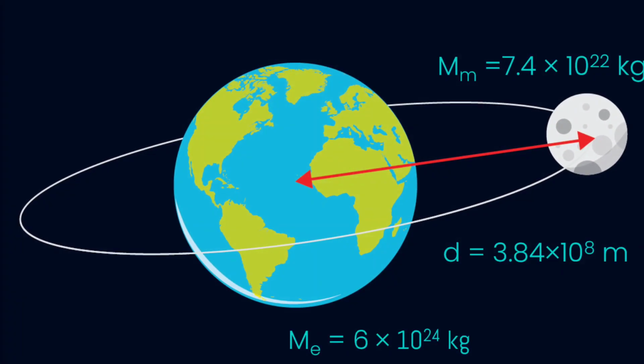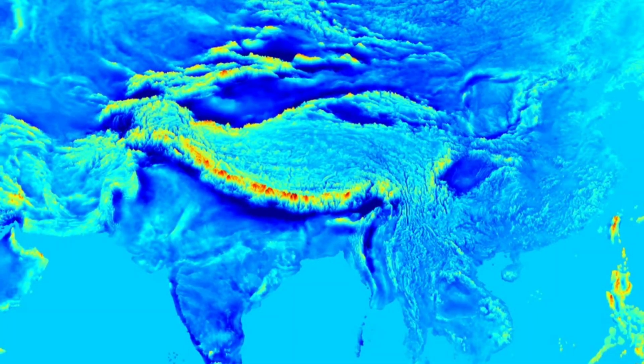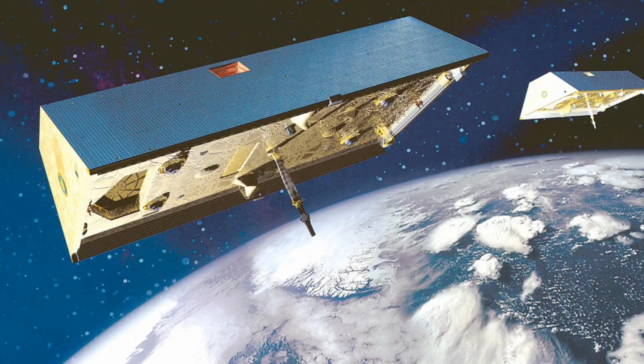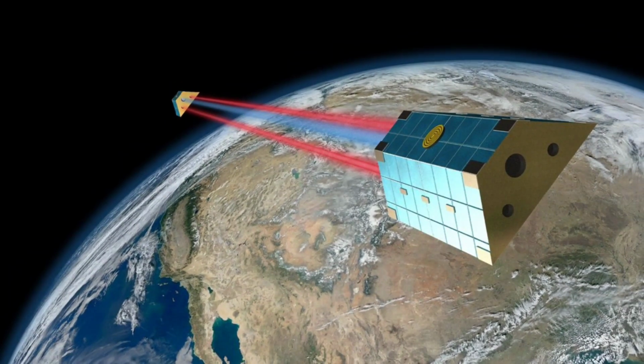However, gravity isn't the same everywhere on Earth. Gravity is slightly stronger over places with more mass underground than over places with less mass. NASA uses two spacecraft to measure these variations in Earth's gravity. These spacecraft are part of the Gravity Recovery and Climate Experiment mission.